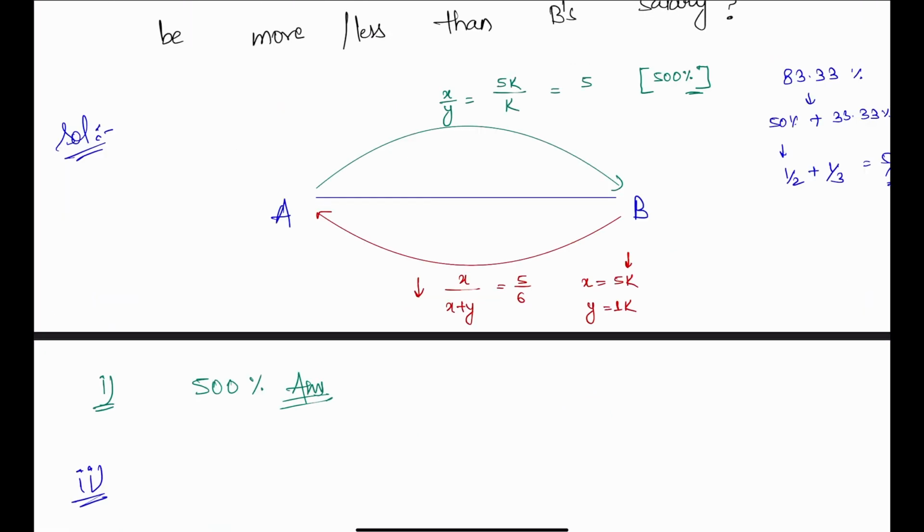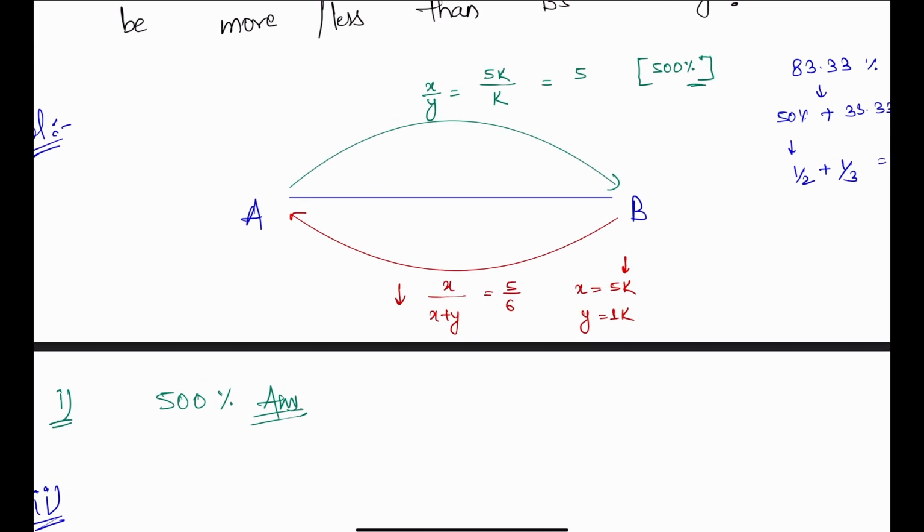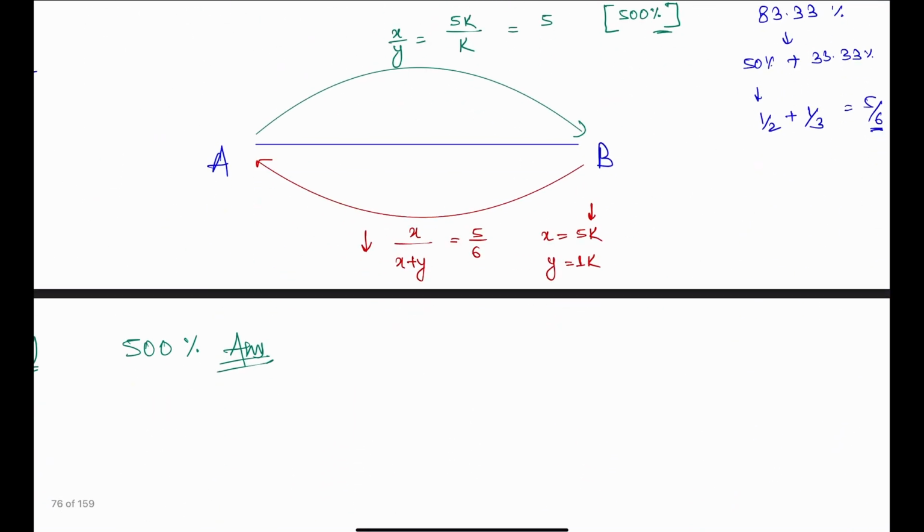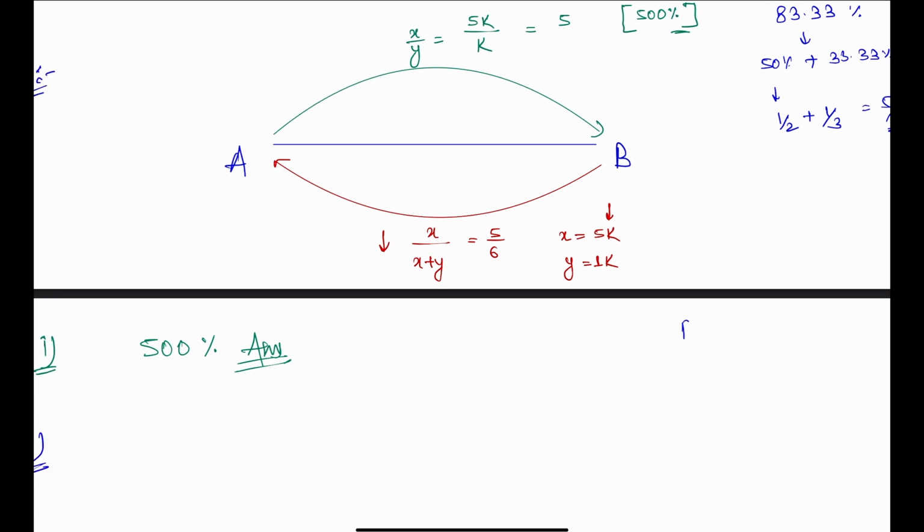So in this question, what actually we are saying is that A's salary is 83.3% less than B's. So it's the same: A's salary is 5/6 less than B's. A's salary is 5/6 times less than B's. So suppose B's salary is 6, then A's salary is 5/6 less. How much will A's salary be? A's salary will be 5/6 into 6, so 5 less than 6, then A will be 1. A will be 1.